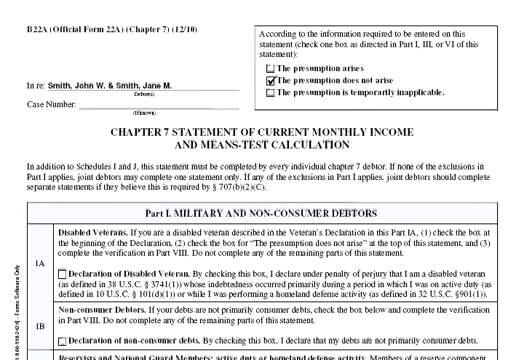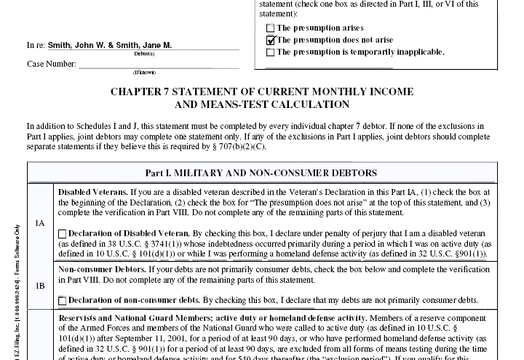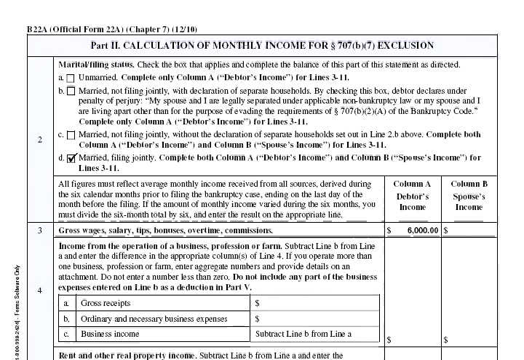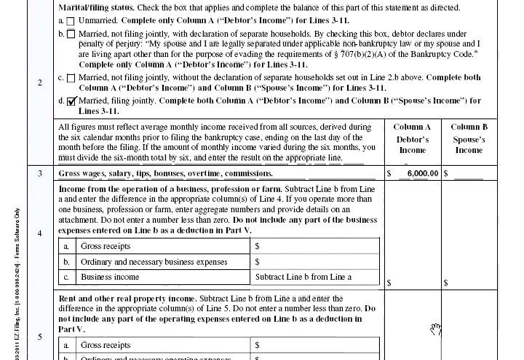The second to last form is called the Chapter 7 Statement of Current Monthly Income and Means Test Calculation. This form looks very complicated. A lot of people think it's very complicated. It's really not. Here it'll ask for your marital and filing status. Here we've got, in this example, married filing jointly.